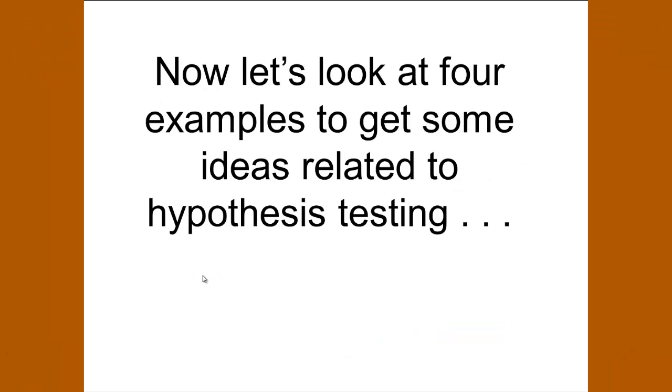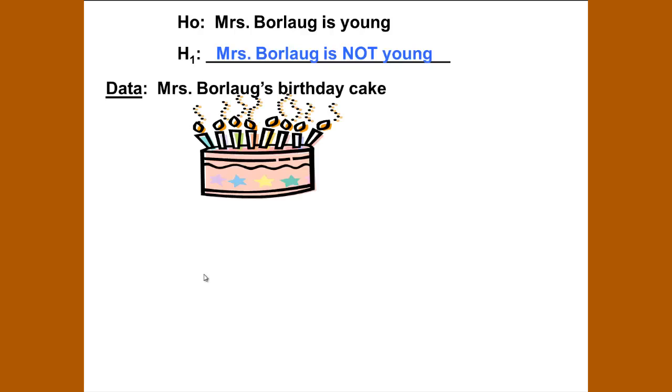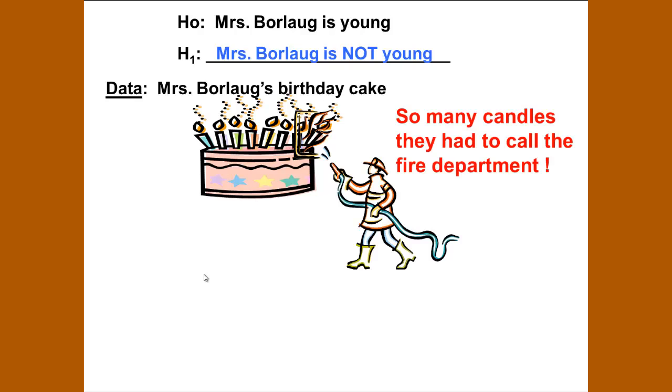Now let's look at 4 examples to get some ideas relating to hypothesis testing. Our null hypothesis, H0, states Mrs. Borlaug is young. Our alternate then is Mrs. Borlaug is not young. Our data is Mrs. Borlaug's birthday cake with so many candles that they had to call the fire department.